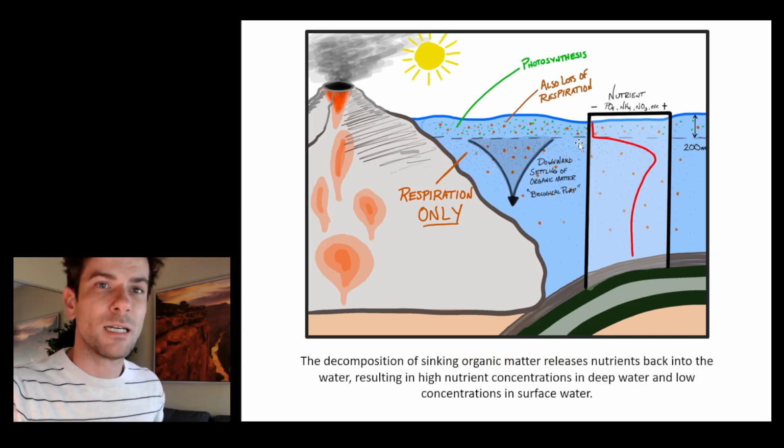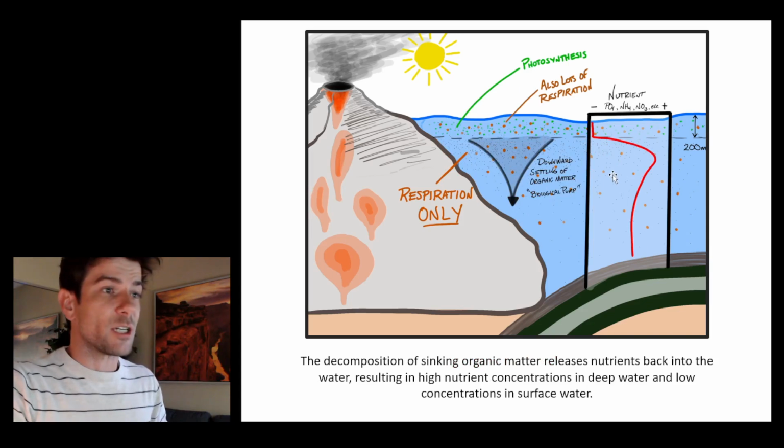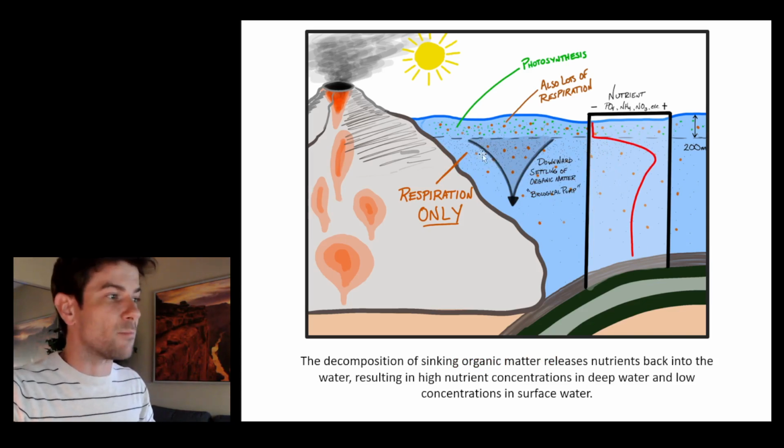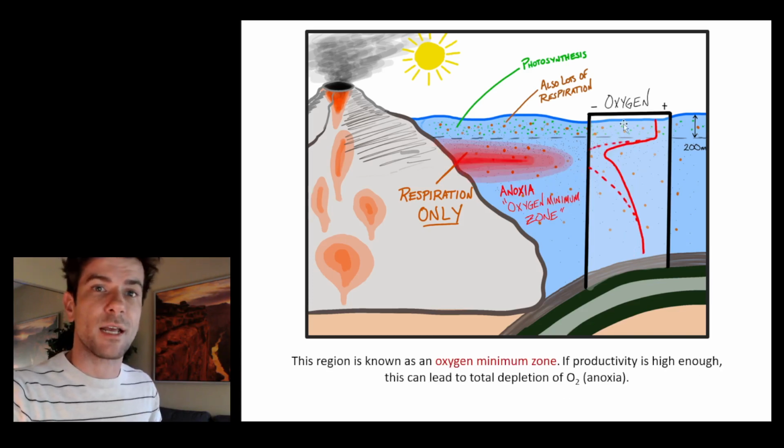This has direct implications for things like upwelling, the distribution of productivity in the surface ocean, etc. Things we talked about last time, right? And it also has a direct implication for this.